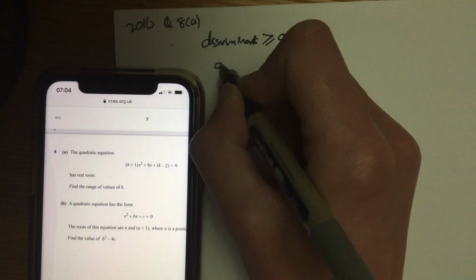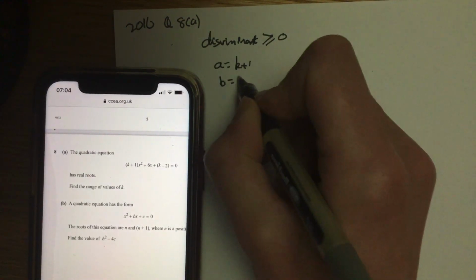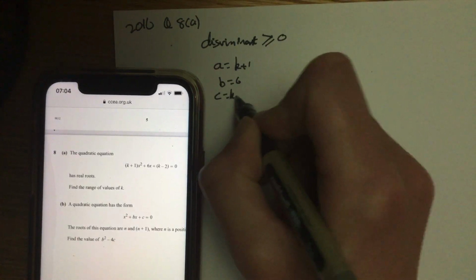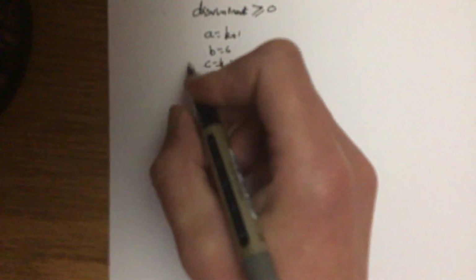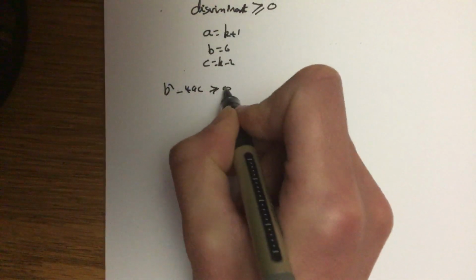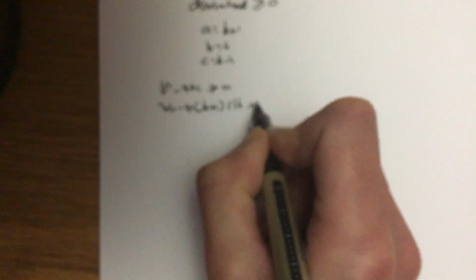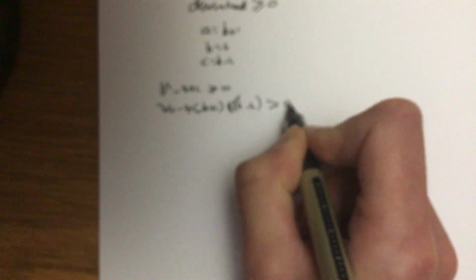So a is in front of the x squared, so it's k plus 1. B is in front of the x, and c is on its own, k minus 2. So if your discriminant is b squared minus 4ac, now we'll have bigger than or equal to 0. So b squared is 36, 4 times a times c. Twice here.